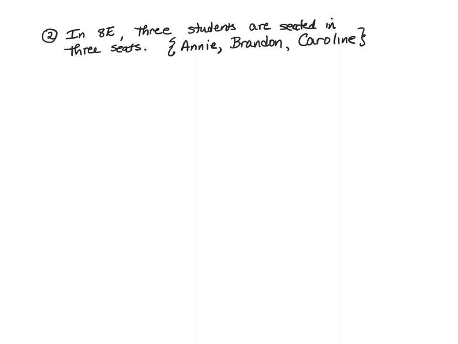Okay, now let's take a look at how permutations are formed. Suppose that in an 8E class, 3 students are to be seated in a row in 3 seats. In how many ways can this be done? And let's list all the possible arrangements, and in how many ways can this be done?